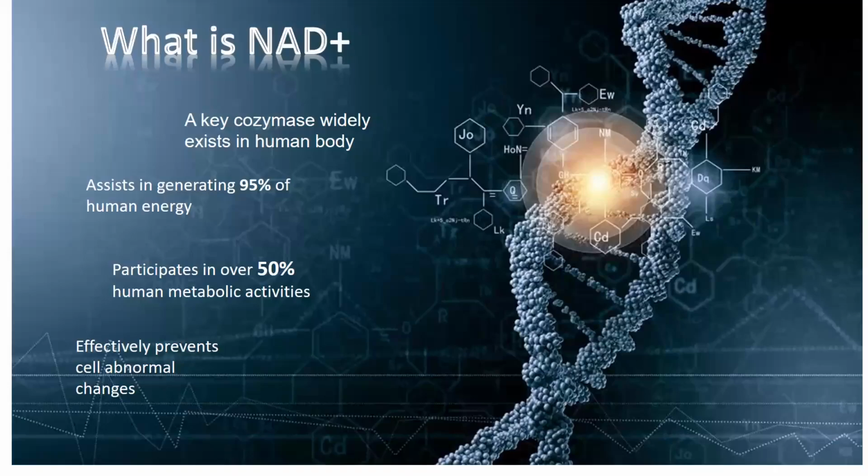Okay, so what is NAD+? Number one, it's a coenzyme. It's a coenzyme that widely exists in the human body. It's found in the liver and the spleen, everywhere in the body. It assists in generating over 95% of human energy. Okay, it also participates in over 50% of human metabolic activities. Now, it efficiently prevents abnormal cell changes. So it's a coenzyme that widely exists in the human body, and it stands for nicotinamide adenine dinucleotide.